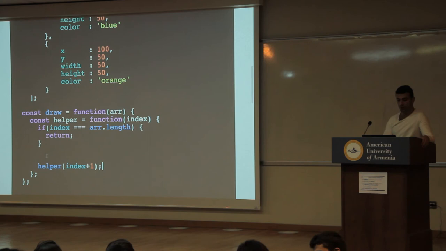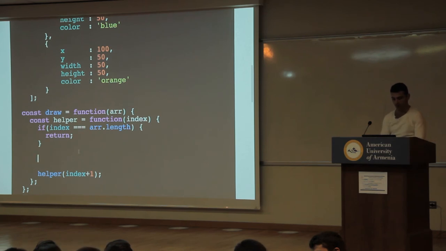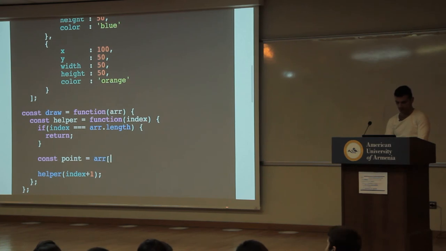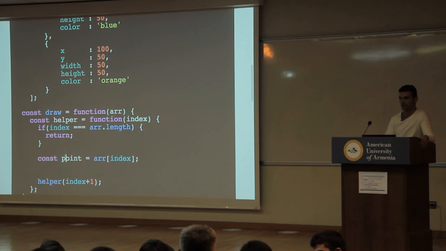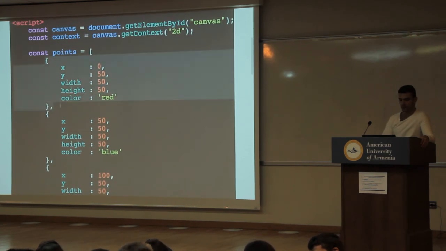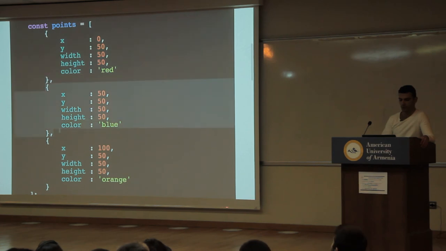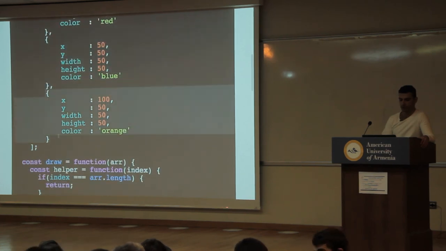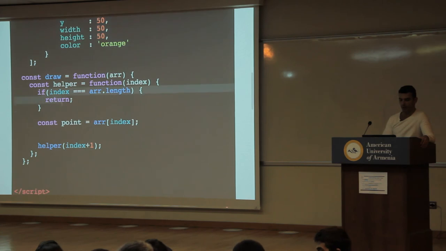Now we want to actually do something. We don't just want to loop. We want to actually do something useful. So let's actually draw the value that we have at this index. So const point equals the array at index. What will this give me? The value at that index. So the first time it loops, it will give me this. Second time it loops, it will give me this. Third time it loops, it will give me this. Fourth time it loops, it will go out, and that's it.